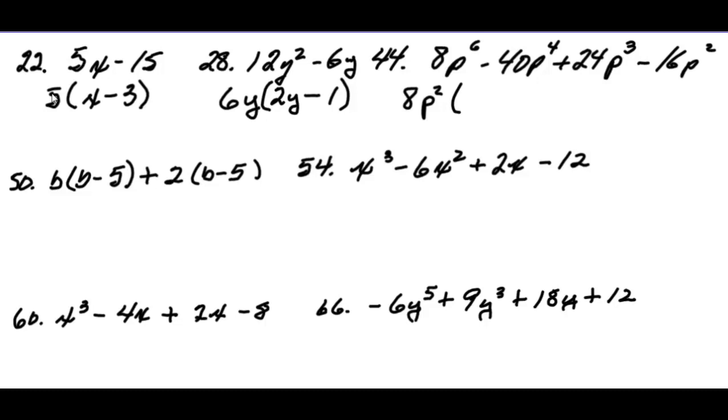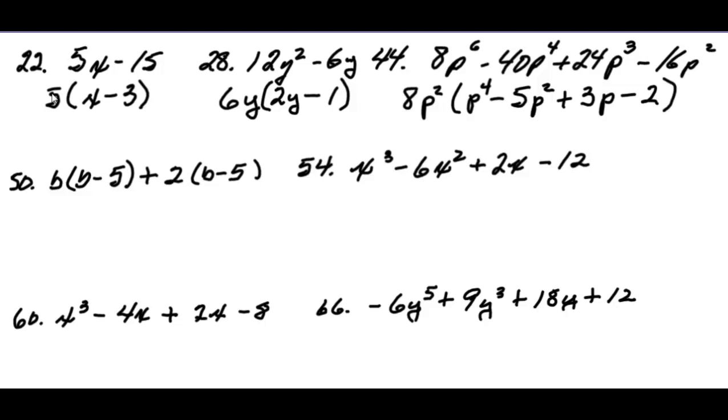So our first term, 8 divided by 8, just gives me 1, and p to the 6th divided by p squared gives me p to the 4th. The second term, 40 divided by 8, gives me negative 5, and p to the 4th divided by p squared is p squared. In the third, 24 divided by 8 gives me 3, and p cubed divided by p squared gives me just p. And in the last term, negative 16 divided by 8 just gives me negative 2. And because p squared divided by p squared is 1, we are done. You may want to check that out.